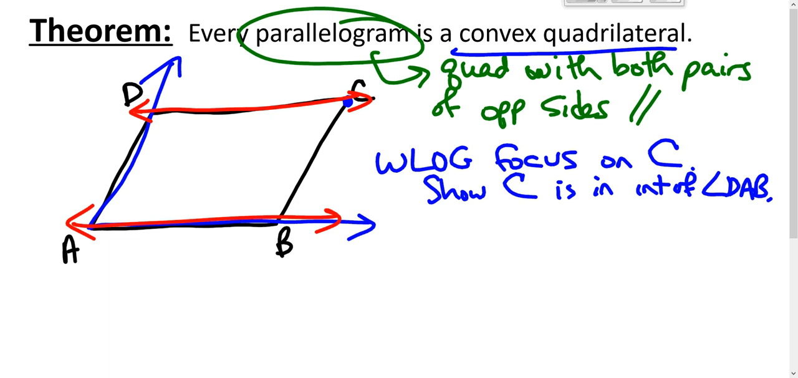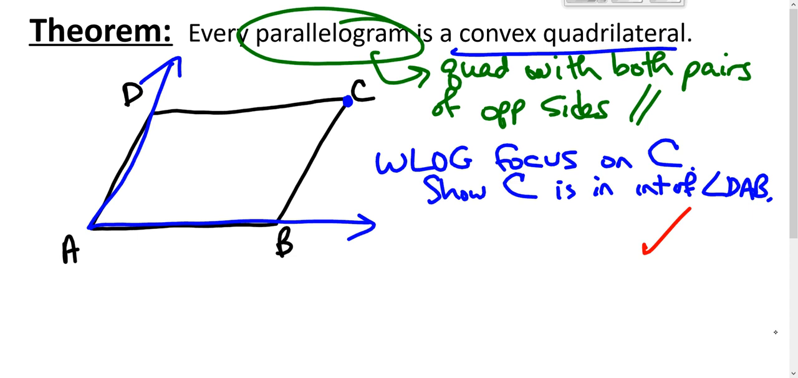Similarly, AD is parallel to BC, so B and C must be on the same side of AD. Otherwise, the segment between B and C would intersect line AD. This line doesn't intersect that line, so the segment certainly doesn't intersect the line, so C and B are on the same side of AD. And so point C is in the interior of angle DAB, and that argument holds for all other vertices. And so every parallelogram is a convex quadrilateral.